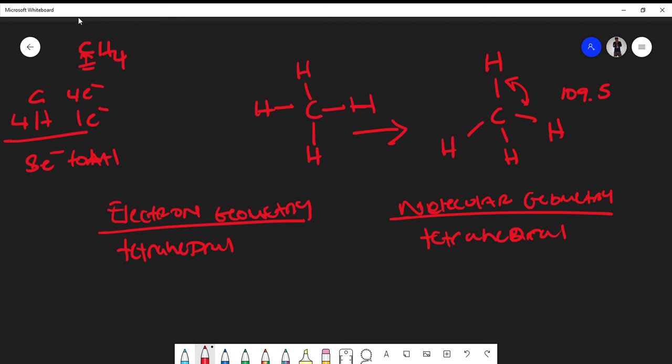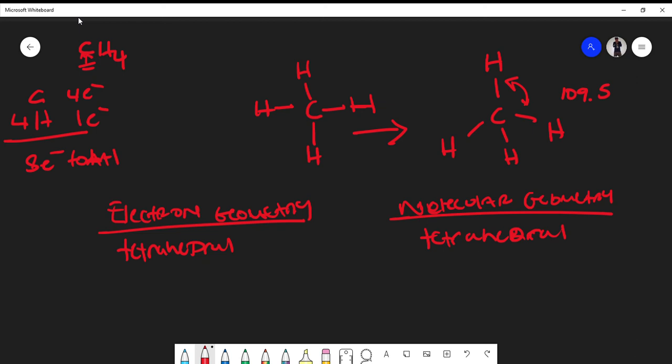Now, let me ask you a question. Let's say I had some lone pairs on the carbon. Not that it's possible, and you shouldn't be thinking about that, but for argument's sake, let's say I had a lone pair on the carbon. Would you expect the bond angles to be greater than 109.5 or less than? Tell me what you think, and the answer would be less than, right?